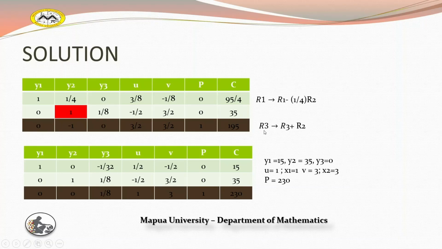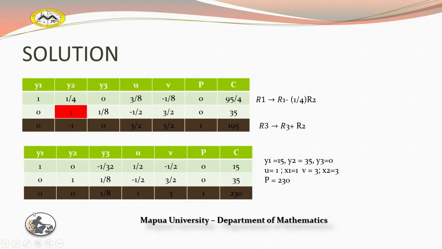For the elements in row 3, can now be replaced by row 3 plus row 2. So this is simply 0 plus 0, the answer is 0. Negative 1 plus 1, the answer is 0. 0 plus 1/8. So the answer is 1/8. 3 halves minus 1/2, the answer is 1. 3 halves plus 3 halves is 6 over 2 or simply 3. 1 plus 0, the answer is 1. 195 plus 35, the answer is 230.